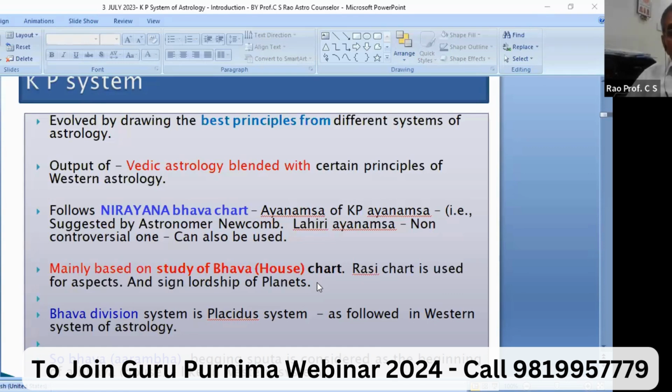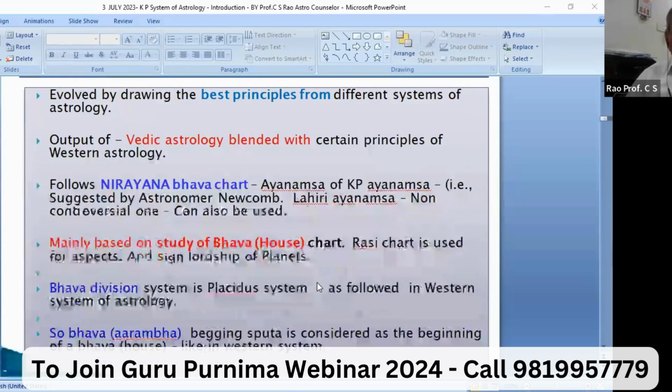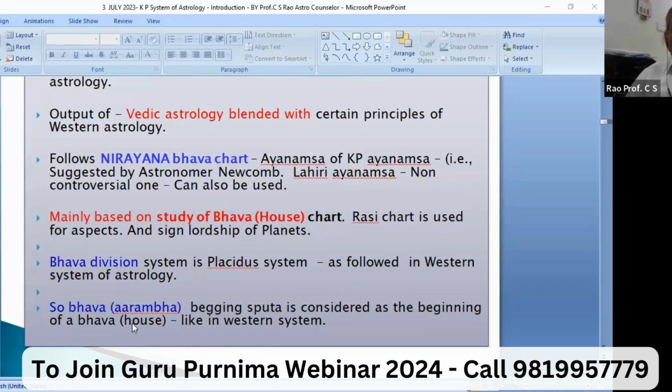Here mainly the KP system is a Nirayana Bhava chart with the Placidus house division of Western astrology, and it's a Bhava division chart. So the Bhava division system followed is Placidus, like in Western astrology. Bhava Sputa is the beginning of the Bhava.